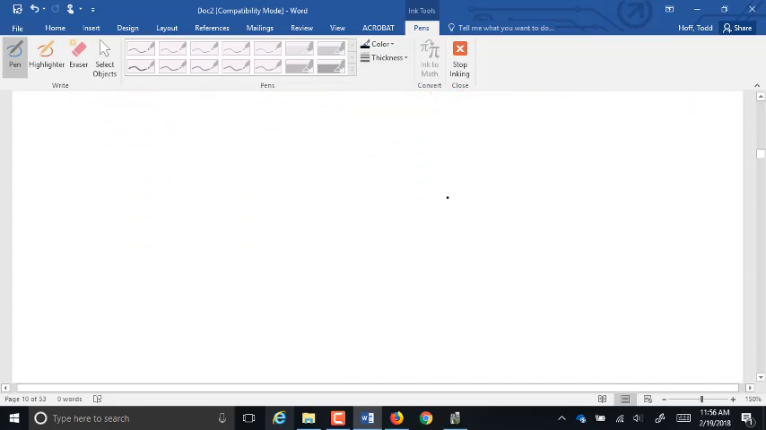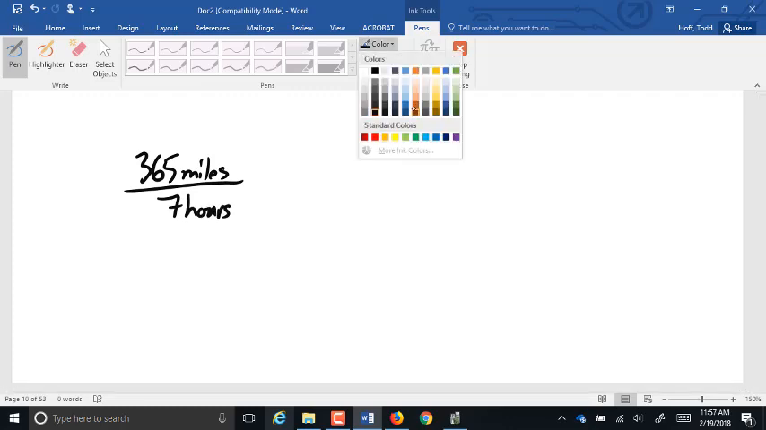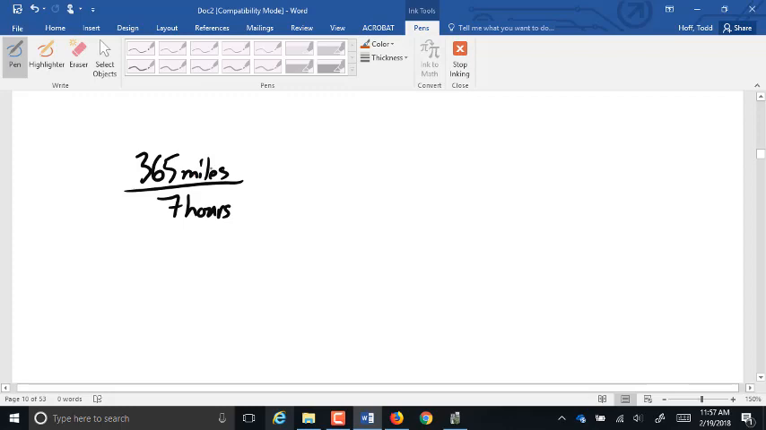Well, what if we have two numbers that don't have the same units? Let's say we decide we're going to go for a drive. We're going to go on a road trip. And we're going to drive 365 miles. And let's say it takes us 7 hours to make this drive. There is no way to convert miles into hours or hours into miles. It cannot be a ratio. We can't turn it into a ratio. What is what we call a rate?